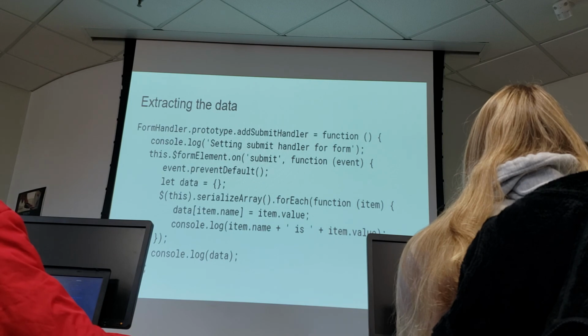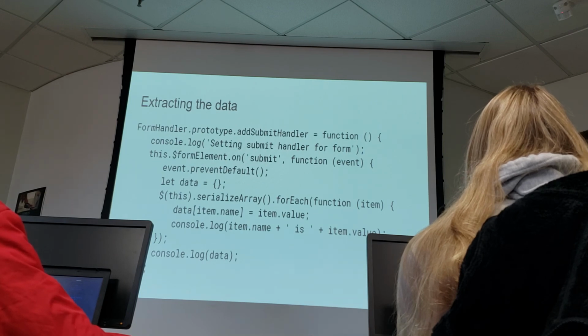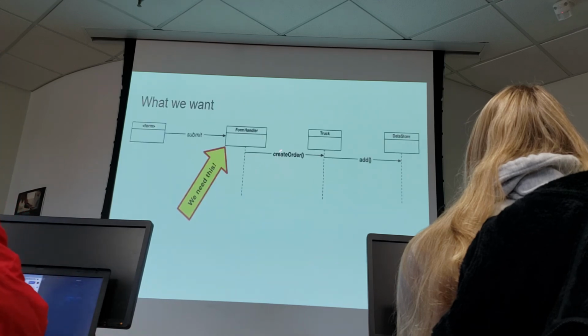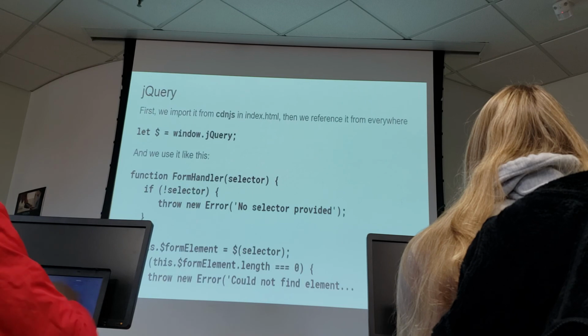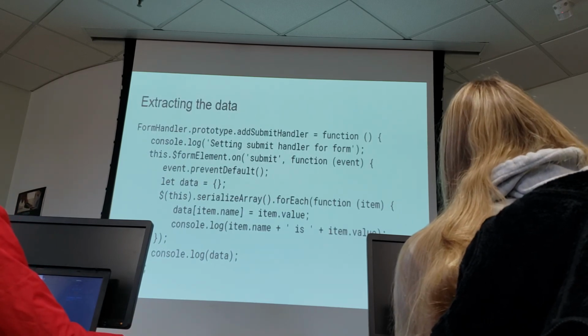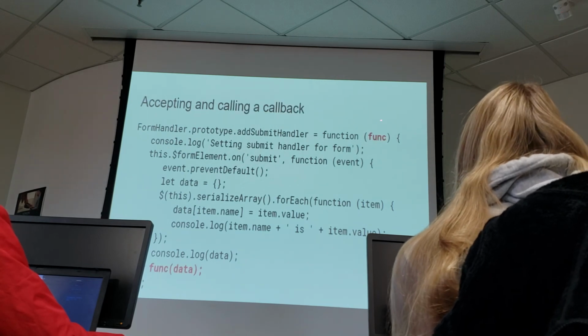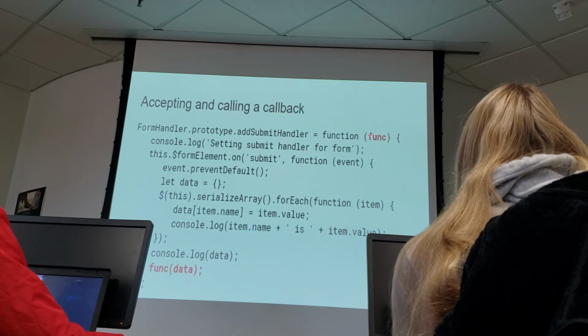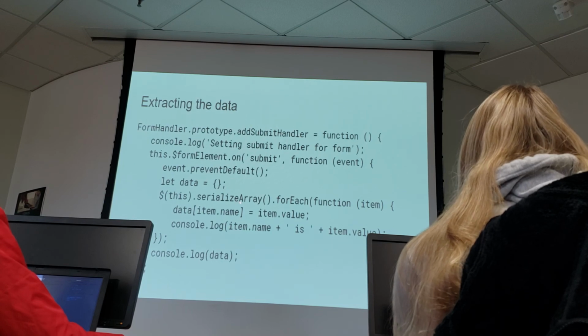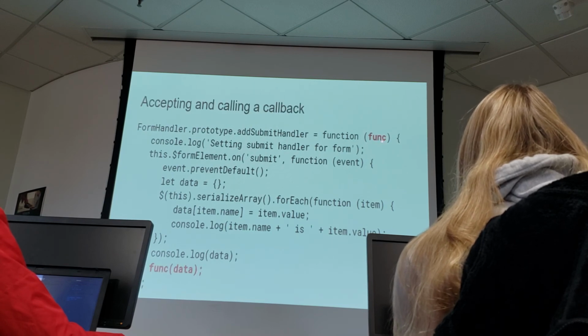And remember how I said we want it to be really generic? So we have to do something with this data. We want to call create order with all that data we just got out of our form. We went through and got all this data out of the form. So what we need to do is take a function and call that function with our data. So this is how we get all the data. What do we do with it? We have to take a function and call that function on the data.